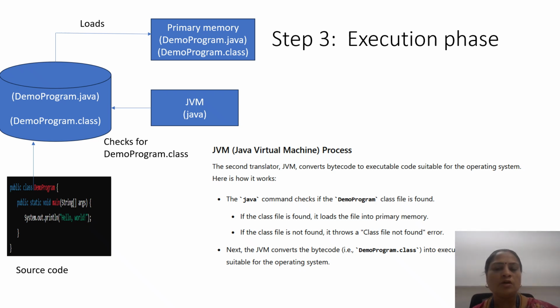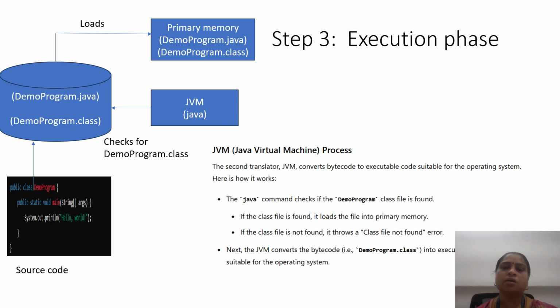If the class file is not found, the same procedure applies, and it will throw the error class file not found. Every time, the JVM converts the bytecode into executable code suitable for any operating system. So the first step is that from secondary memory, the file will be loaded to primary memory. From primary memory, the file will be executed. This is the workflow of how the Java programming language works.